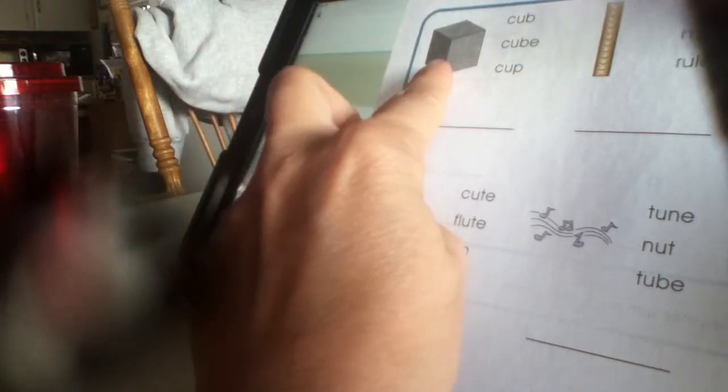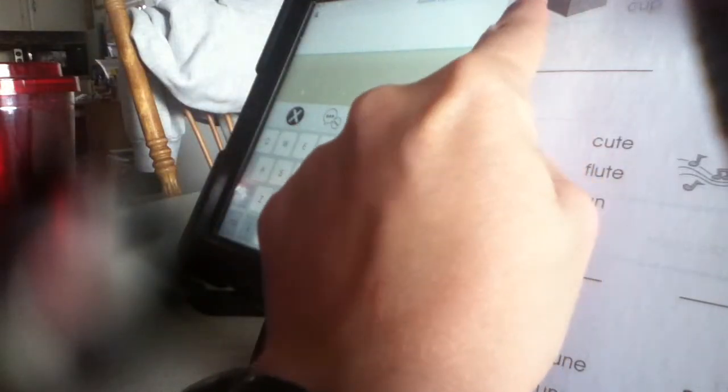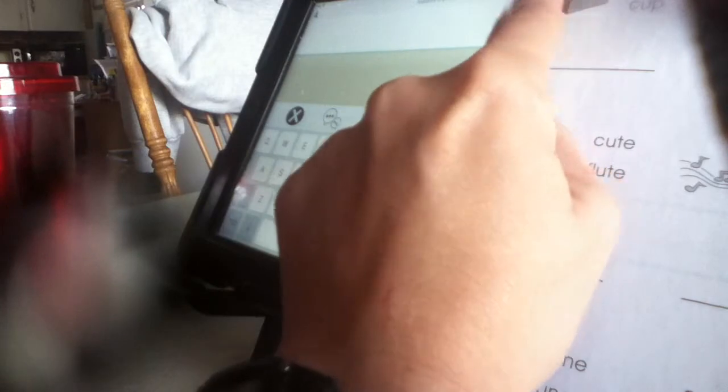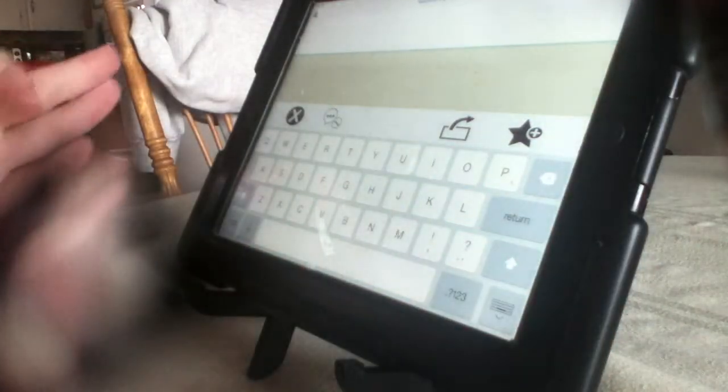What is this picture? No, what is this picture? What is this picture? Cup. No, it's not a cup. What is this? Sand. It's not a cup. Okay. Let's cross it out. It's not a cup. Is it a cub or a cube? Cube. Okay. I don't know if you're just saying that because it's the last one. Okay. Spell the word cube.